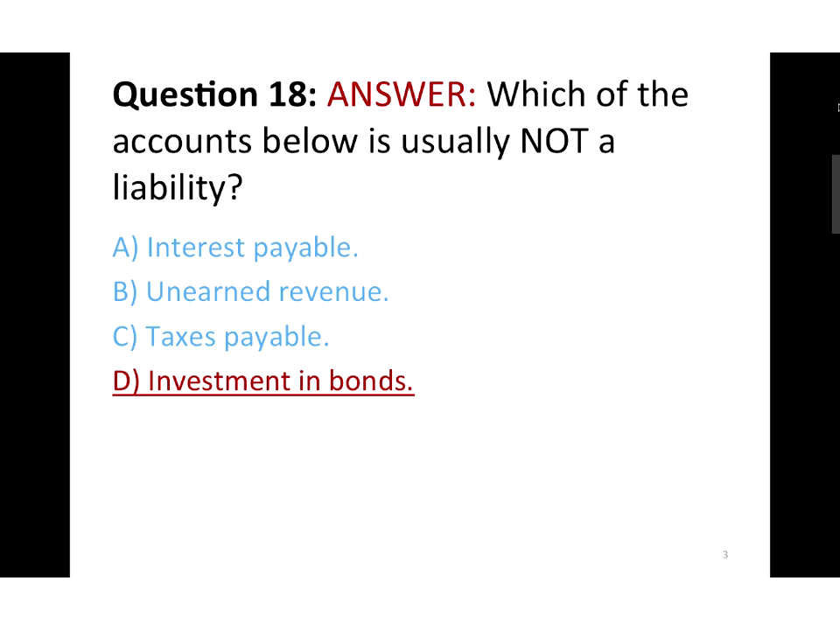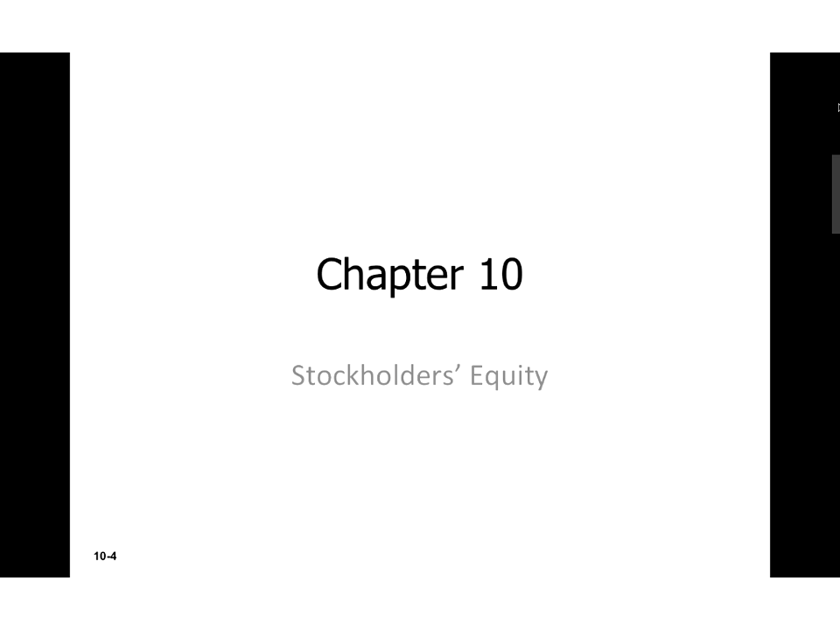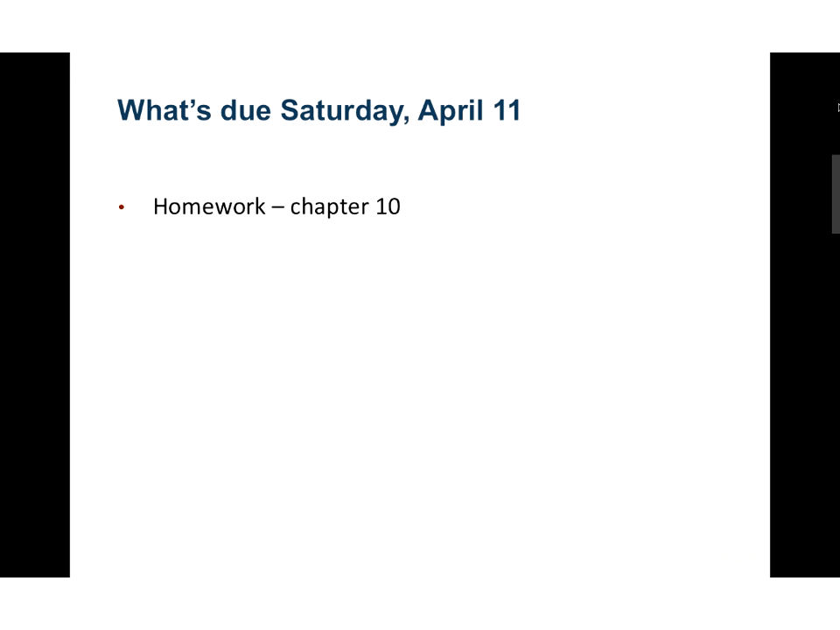Then today and Wednesday, we're talking about stockholders' equity. So we are moving to the end of our balance sheet. We did all the assets first. We did liabilities last week. We're doing stockholders' equity today and Wednesday. And then next week, we'll be talking about the income statement. The following week, the statement of cash flows. And then the last week, we're going to talk about ratio analysis. And so we're going to do Chapter 10 today. Again, what's due this week? What's due this week is Chapter 10 homework. So it's a pretty standard week.